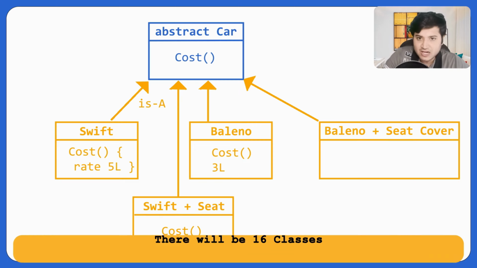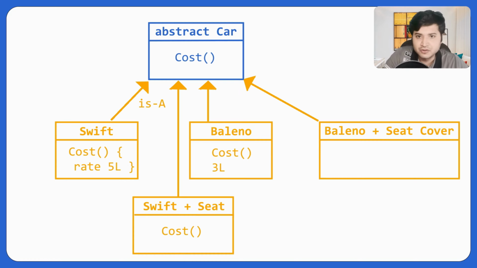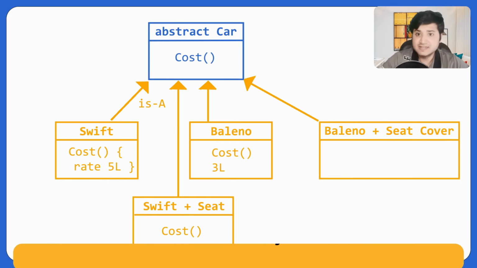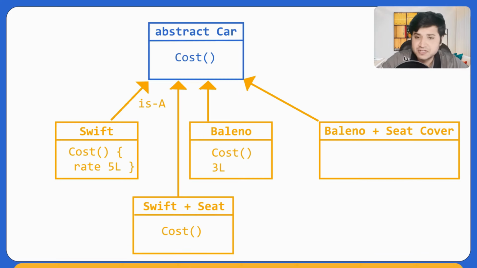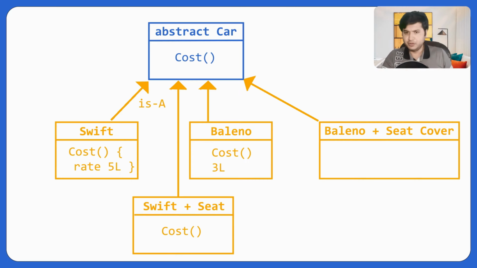If somebody asks for cost, we can return the cost. Great. Now let's see this code. If we see this code, there are a total of 16 classes. Is this code manageable? From the class diagram, of course, you would be able to code it, which would be simple.